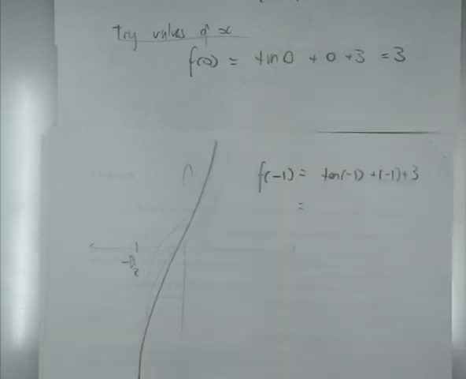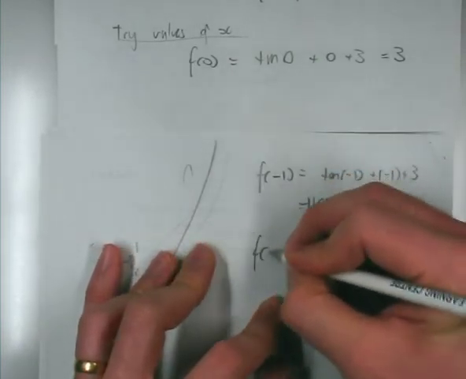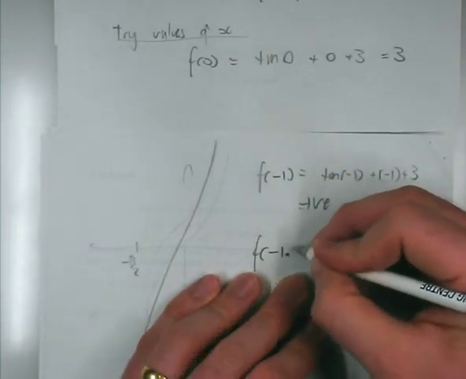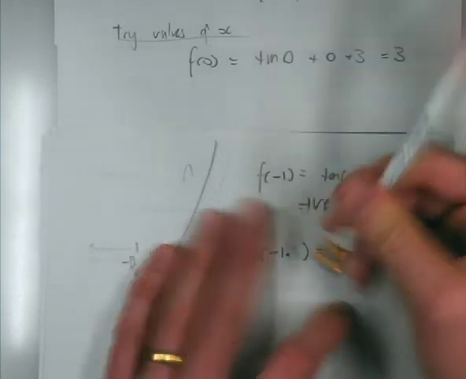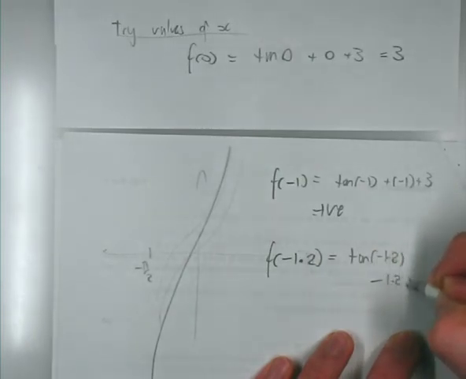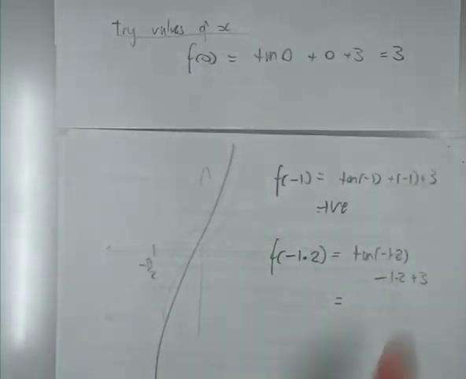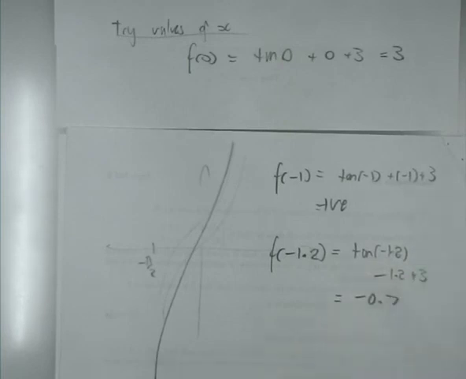What's tan of minus 1, people? Minus 1 is in radians. Minus 1.5. Not quite big enough? Alright. So this is still positive, is it? Only just though. Maybe we'll choose minus 1.2 then. So what's tan of minus 1.2, minus 1.2 plus 3 come out to? Minus 0.7. Okay, so it's a bit of trial and error.